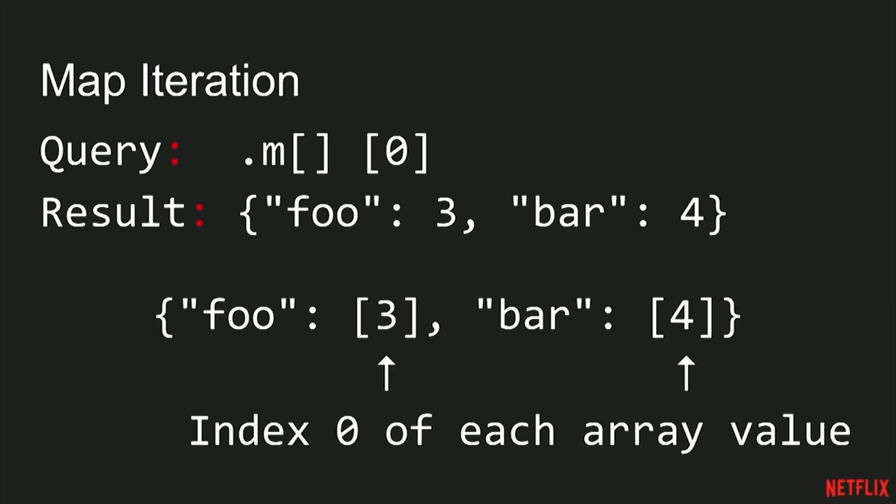Iterating over them is much the same way as an array, except now you have a key-value pair, and we're just applying this to the value. So in this case, we have arrays that are just single-element arrays, and we're going to get the numbers out of them, just unpack those. So our result ends up being foo to 3 and bar to 4.